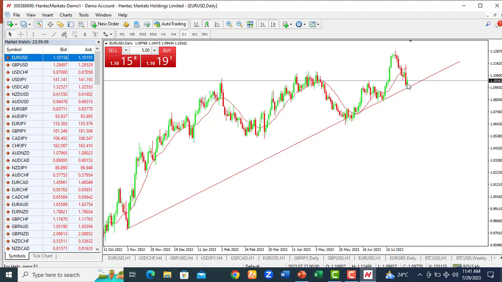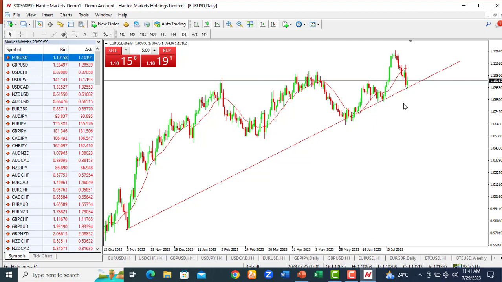Remember, you don't buy until you have a candlestick confirmation. Now after the candlestick confirmation showing that the trend line is going to be respected, what do you now do? You enter at the opening of the next candlestick. Set your stop loss below the trend line.